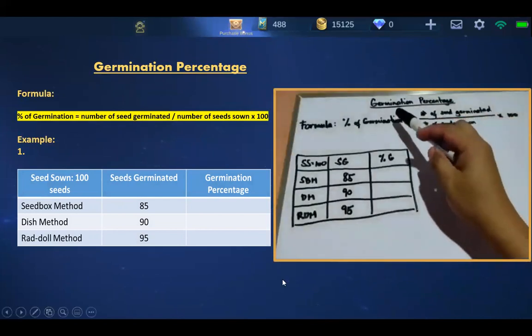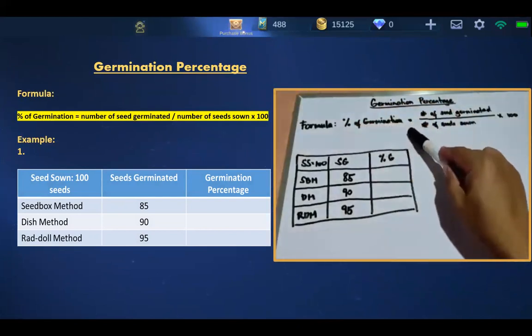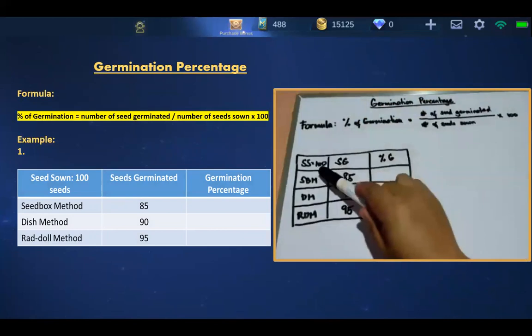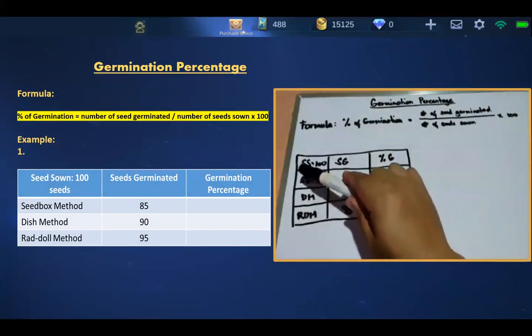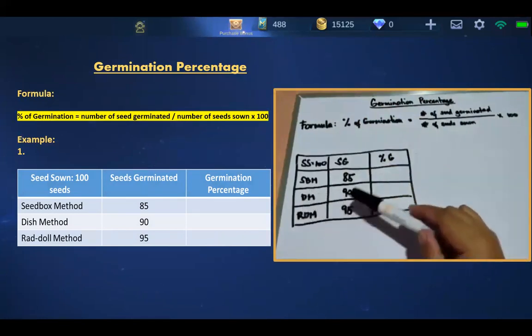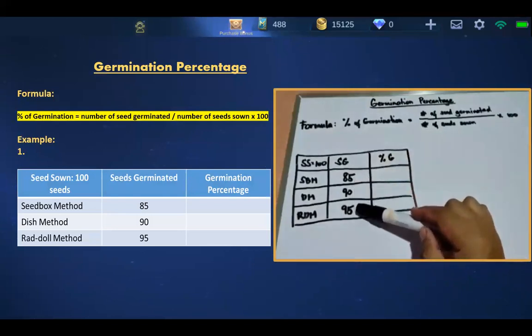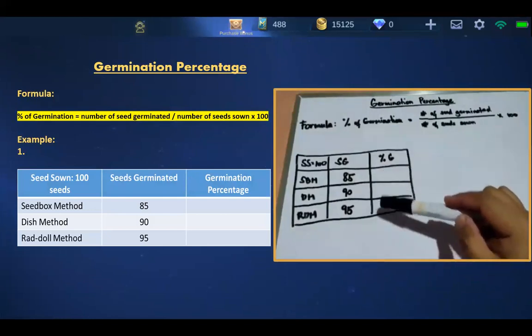To compute the germination percentage, we use the formula: percentage of germination is equal to the number of seeds germinated divided by the number of seeds sown times 100. Our seeds sown is 100 seeds. We apply it in three different methods: the seed box method, the dish method, and the ragdoll method. For each method, the seeds germinated are 85, 90, and 95. So the question is, what is the percentage of germination of each method?